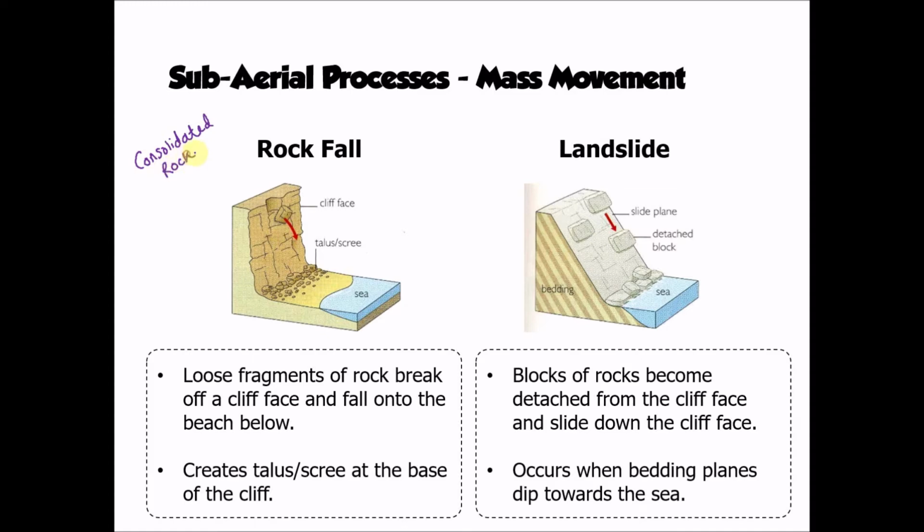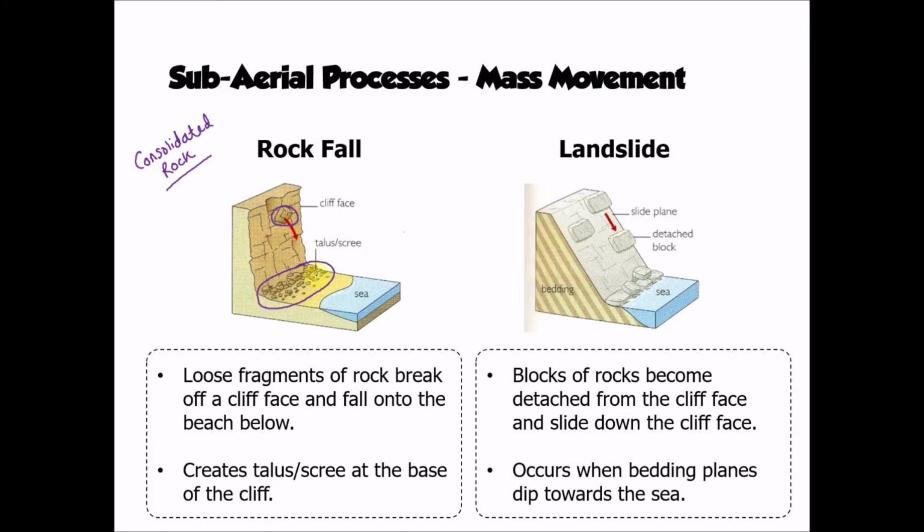So things like rockfalls and landslides tend to happen where the rock is quite solid and it's held together in large chunks. A rockfall happens when literally a block of rock or a loose fragment of rock, like this boulder we can see here, breaks away from the cliff and quite literally falls onto the beach below. Hence why we call it a rockfall. We've got some rock that's falling. What that does is it creates at the bottom of the cliff large fragments, or even some smaller fragments if it's broken up on the way down, of what we call talus or scree.